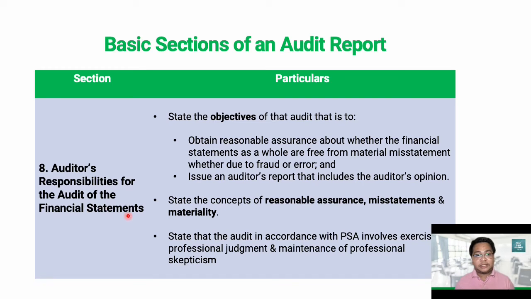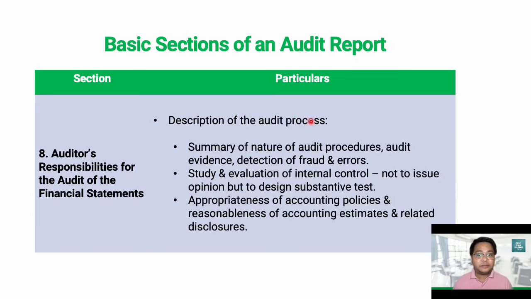In this part of the audit report, we state our objectives as auditor, that is to obtain reasonable assurance whether the financial statements as a whole are free from material misstatement, whether due to fraud or error, and to issue an audit report that includes our audit opinion. We also state the concept of reasonable assurance, misstatements, and materiality, and we discuss it in this section of the audit report. And we also state that the audit in accordance with PSA involves exercise of professional judgment and the maintenance of professional skepticism.